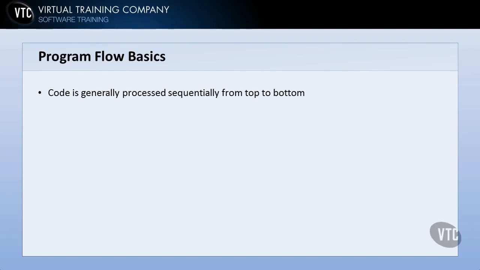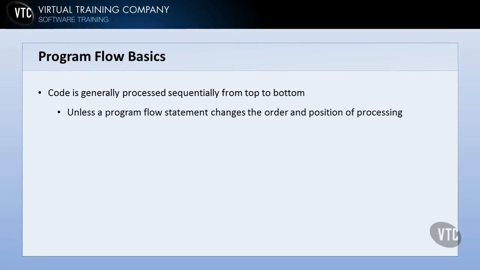Now, code, even in an object-oriented development, is generally processed sequentially from top to bottom. The difference is we jump from object to object to object. It's not like the entire, say, 5,000 lines of code all run sequentially. We may jump into an object and then jump into a method. And within that method, or that subroutine, if you want to think of it that way, it's going to run sequentially from top to bottom, and we are going to control the flow to branch and make decisions and so forth. Now, unless the program flow statement changes the order and the position of the processing, it will run sequentially top to bottom.